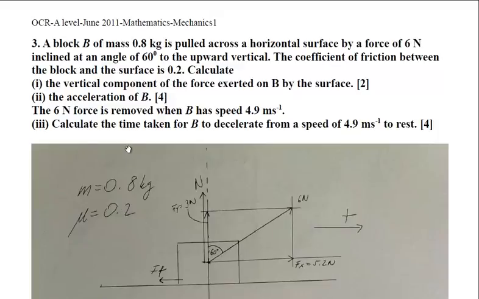A block B of mass 0.8 kilograms is pulled across a horizontal surface by a force of 6 newtons, inclined at an angle of 60 degrees to the upward vertical. The coefficient of friction between the block and the surface is 0.2. Calculate the vertical component of the force exerted on B by the surface.